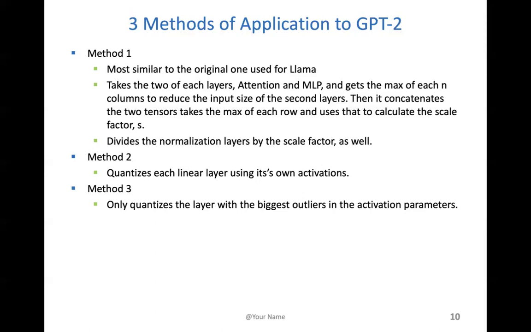I also used that factor to divide the normalization layer by that factor to ensure that we are feeding in the scaled parameters. For the next two methods I tried, instead of getting the max of the concatenated activation layers, I quantized each linear layer by using its own activations. And in the final method, I only quantized the layer with the biggest outlier using its activation parameters.